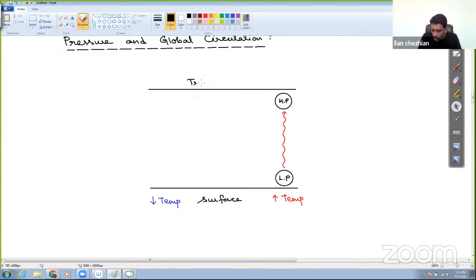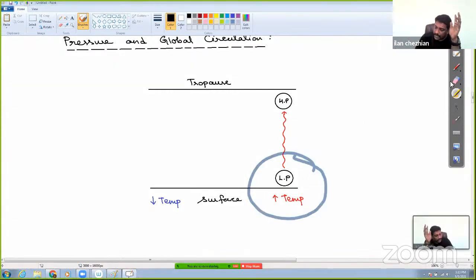Okay. So my dear friend, assume that this is tropopause. Okay. So when air mass is heated up, the air mass rises. Rising air mass creates a void at the surface, right? This void, you call them as a low pressure. And this air mass gets accumulated at the tropopause level, right? It creates a surplus, you call them as what? High pressure.